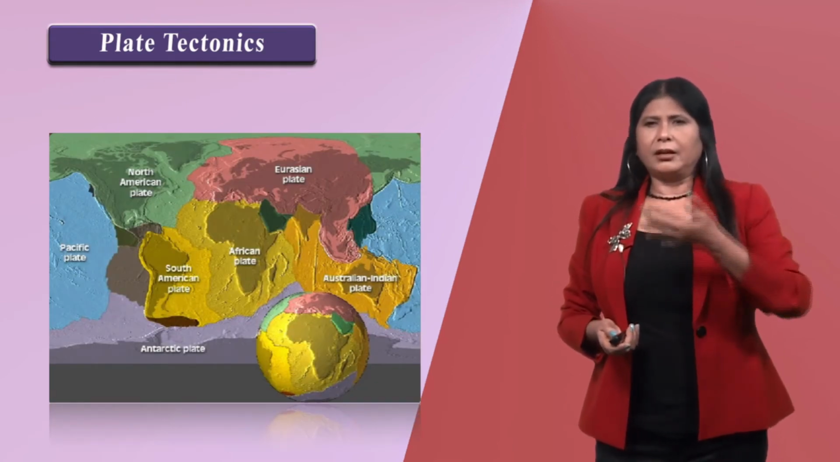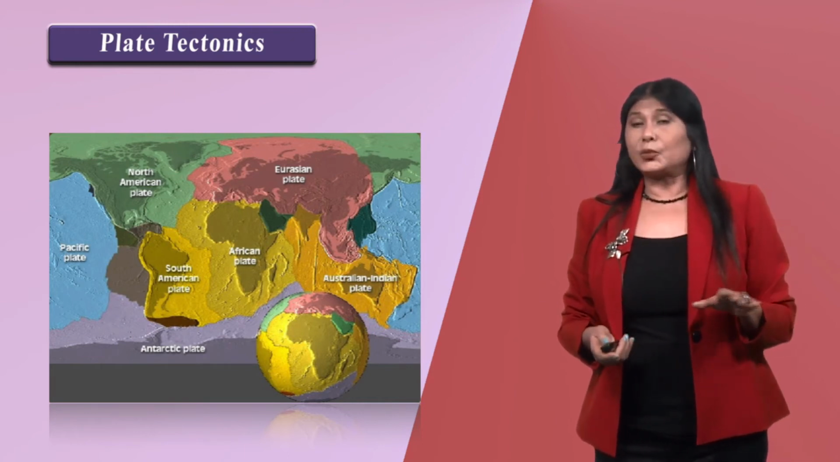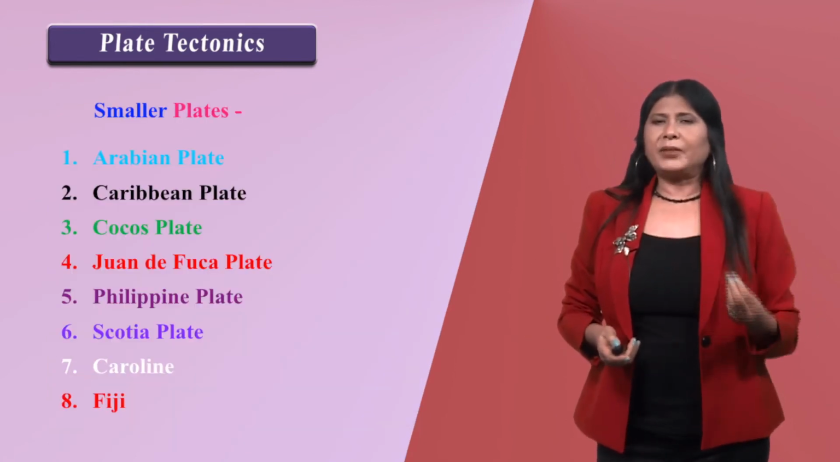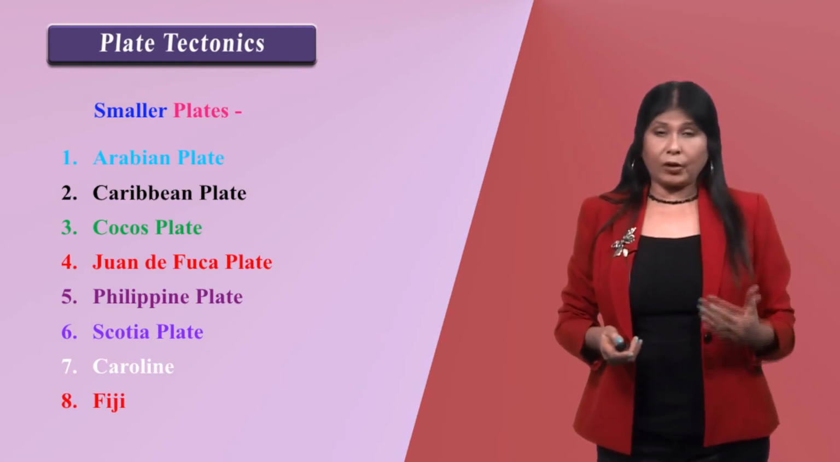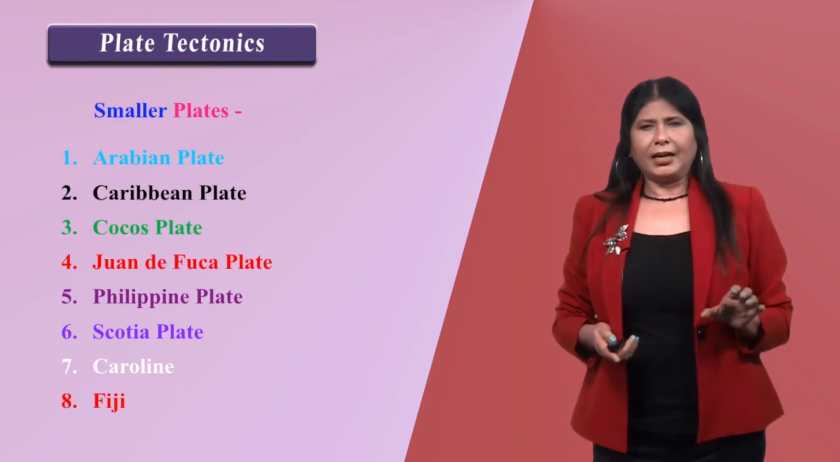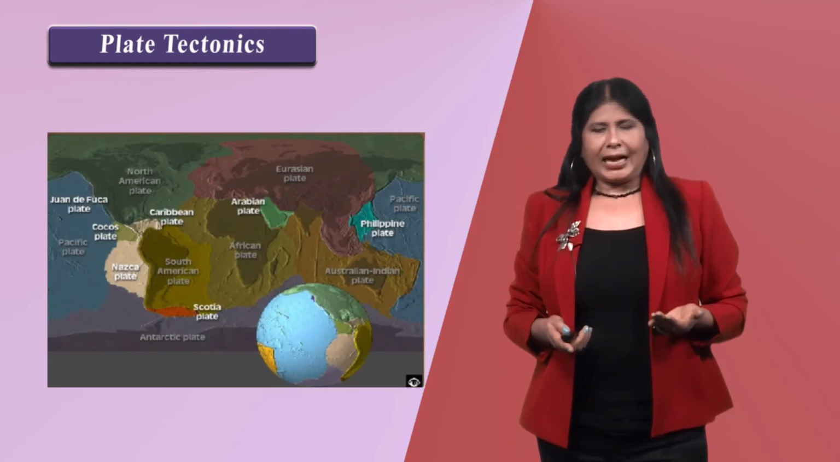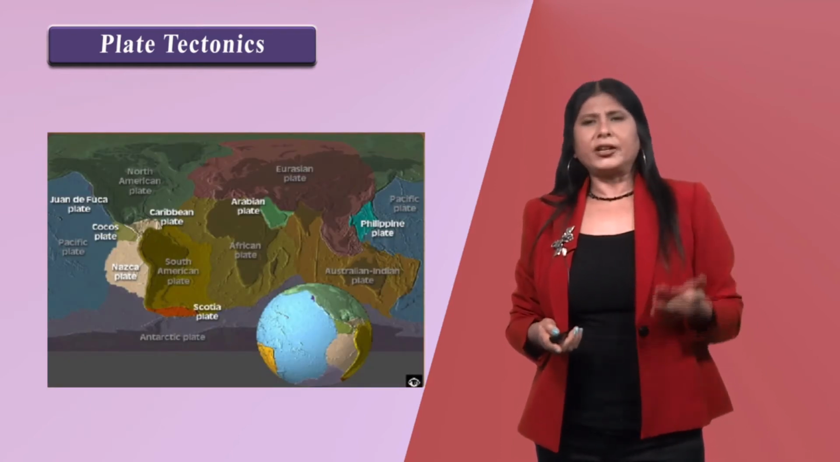North American, so the continental plate, then smaller plates: Arabian plate, Caribbean plate, Cocos, Juan de Fuca, Philippines, Scotia, Caroline, and Fiji. They are the smaller ones. The positions of these plates are shown over here. This is the picture of the central ridge.